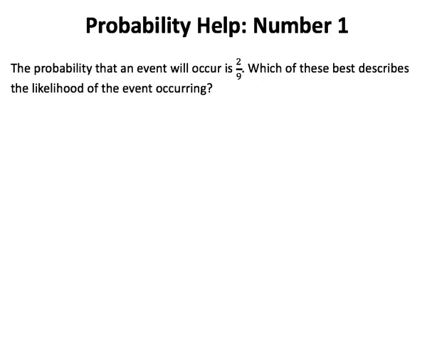Coming to help you with the quiz for week 5, probability. So first thing we want to look at, this is an example similar to number 1. It says the probability that an event will occur is 2/9. Which of these best describes the likelihood of an event occurring? And then it gives you 5 options. So I'm going to quickly go to another slide that goes through those options with you.